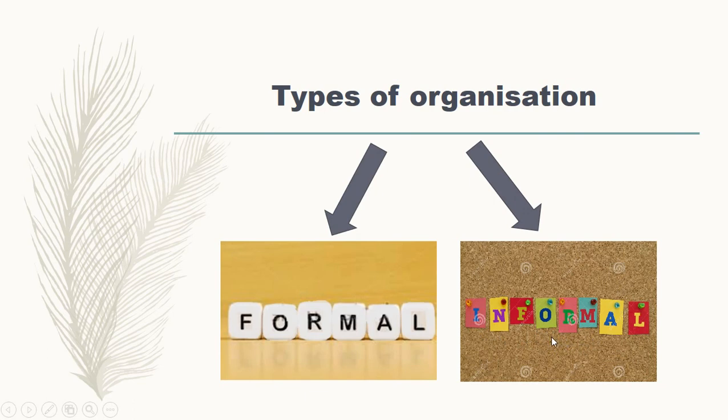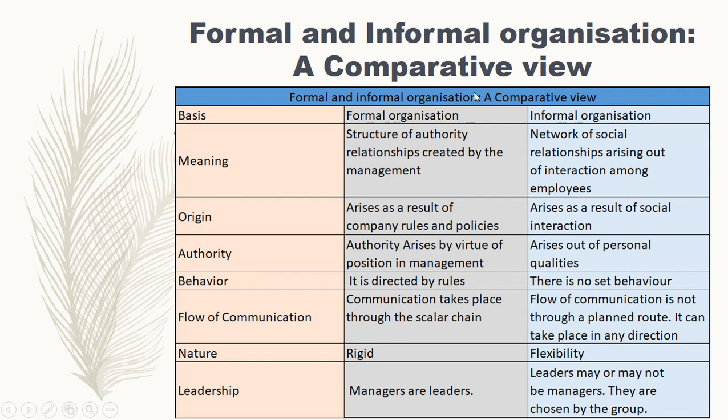Now moving to the next slide, that is formal and informal organization, a comparative view. What are the basic differences between a formal organization and an informal organization? Firstly, meaning. A formal organization is a structure of authority relationships created by the management, whereas an informal organization is a network of social relationships arising out of interaction among employees. Now, origin. A formal organization arises as a result of company rules and policies, whereas an informal organization arises as a result of social interaction.